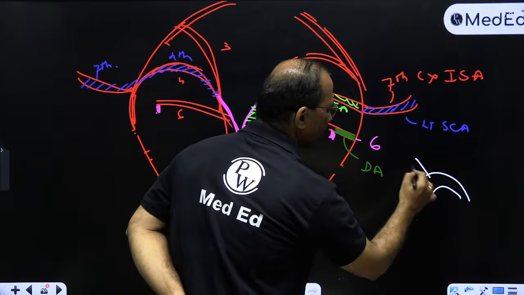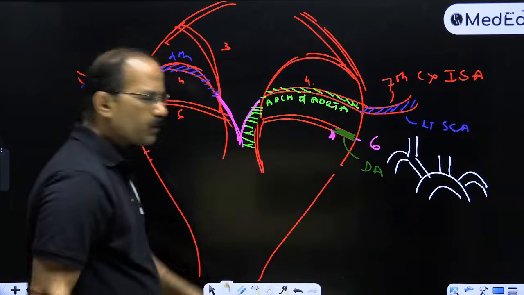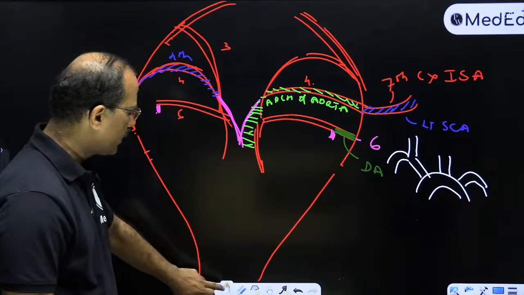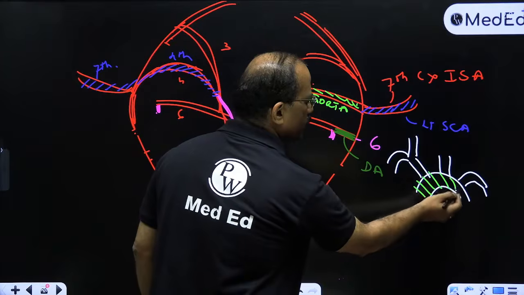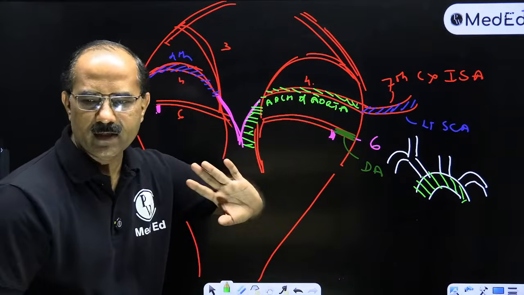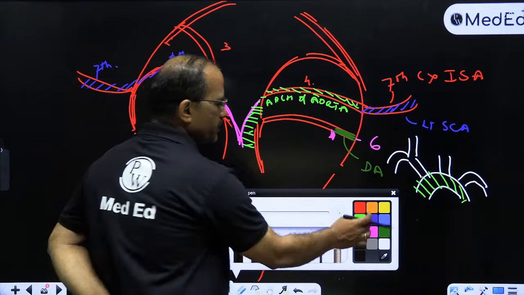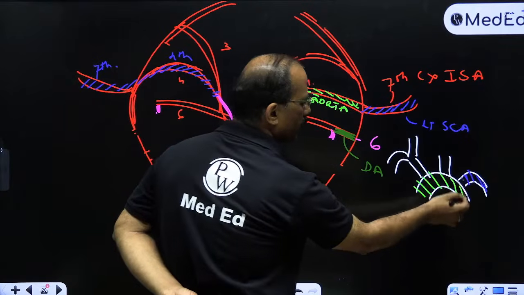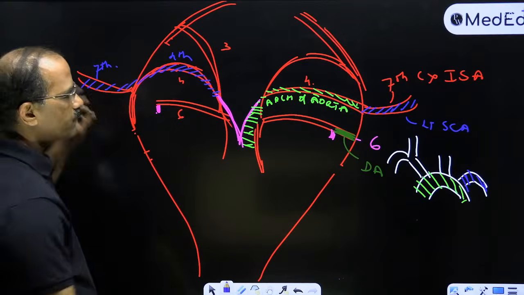ये arch of aorta है. So arch of aorta is derived from the left horn of aortic sac and the left fourth arch artery. The left 7 cervical intersegmental से क्या बना? Left subclavian artery. On the right side, the right fourth arch artery and the right 7 से क्या बना?